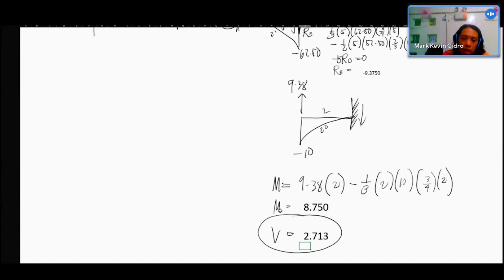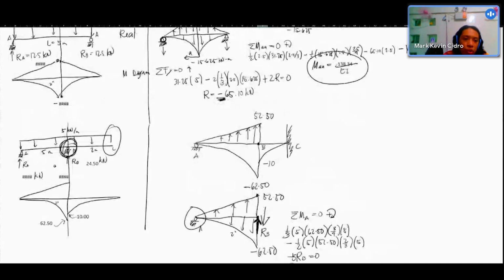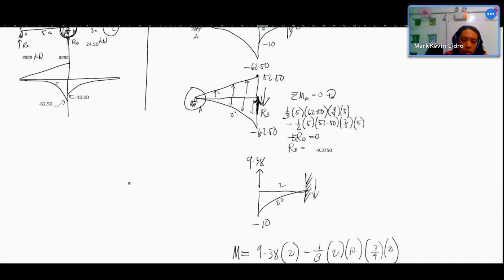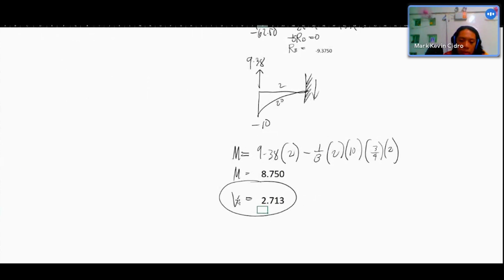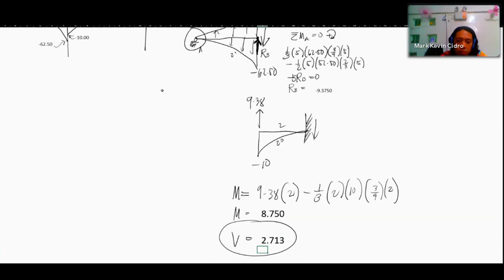Kasi ang shear daw ay angle of deflection in real beam. Okay? And shear is the angle of deflection in real beam, and moment is the deflection of the real beam. Okay, and shear and moment are conjugate. Any question? Sir, okay ba? Okay. Yes. Ito ang reaction ha. Ito ang fictitious reaction na nakuha sa conjugate beam na reaction. Siya na mismo ang reaction niya.